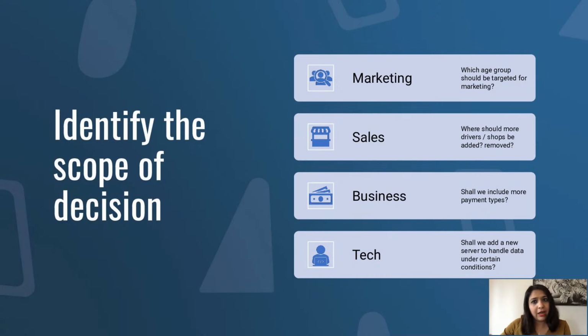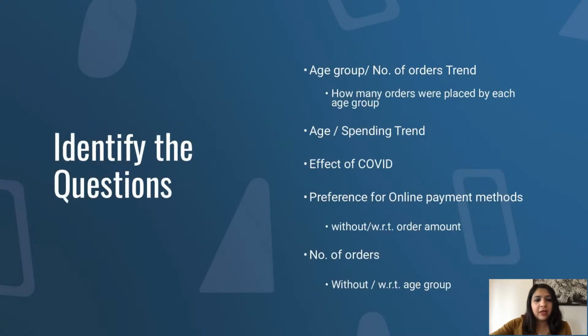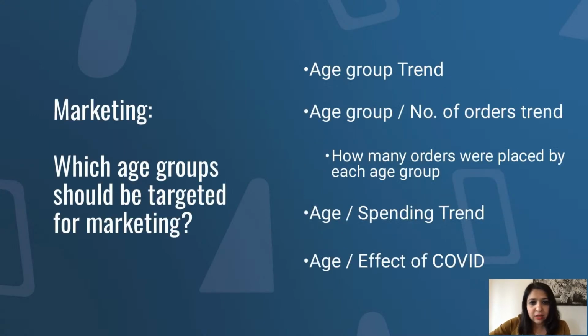Should I add more servers? Apparently this question is based on: are there high peak delivery or ordering times, and are there low activity times? Is this region specific, etc.? So you identify the scope of the decision, you identify the questions, and then you try to identify the answers.